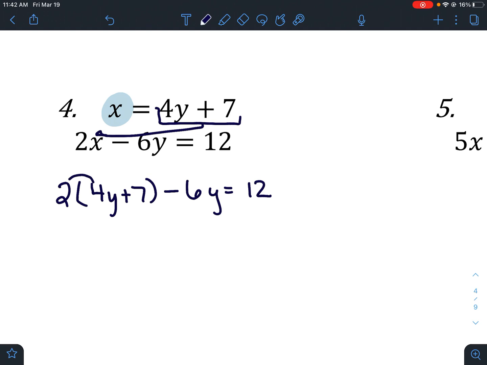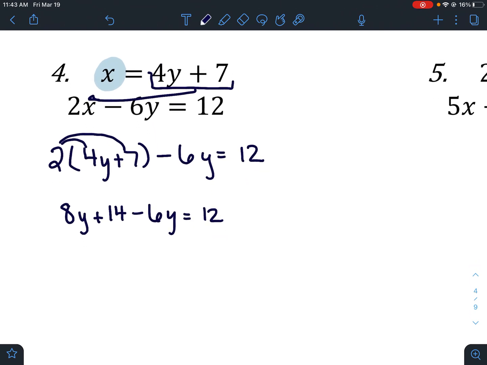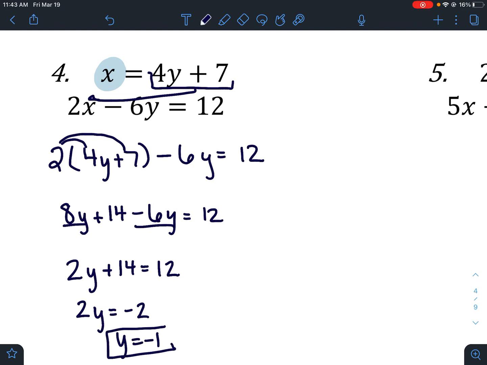Okay, now I'm just going to solve for that y. I'm going to take this 2 and distribute it. So that'll give me 8y plus 14 minus 6y equals 12. I'm going to combine my like terms. 8y minus 6y is 2y plus 14 equals 12. I'm going to minus 14 to both sides. So 2y equals negative 2. Divide both sides. y equals negative 1.